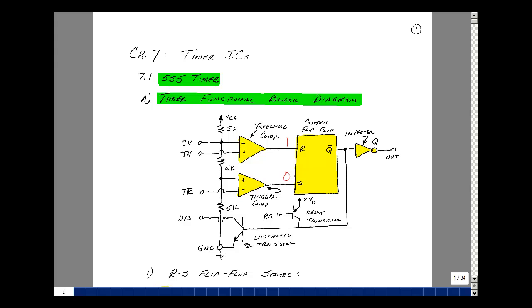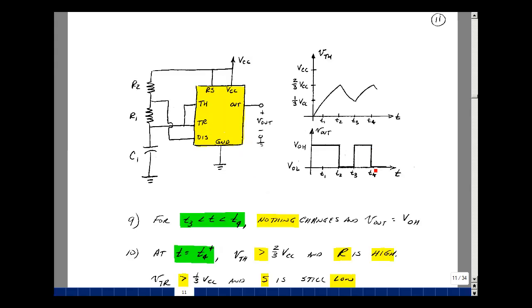Again, back here, now we have the threshold dropping below 2/3 VCC, so the difference between this and this is negative, so we go back to logical 0, and there's no change in the output. So we went low and we stay low, and now we begin to discharge. But this is exactly the same as what we were doing over here. So the process is going to repeat itself.